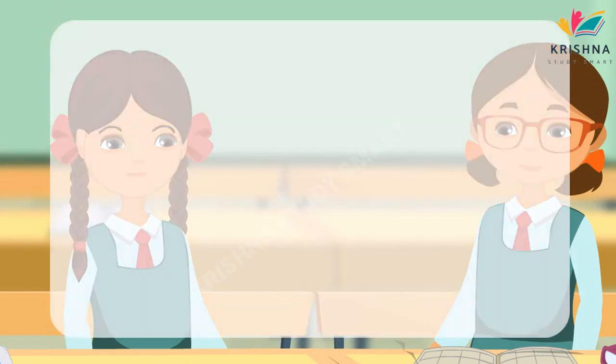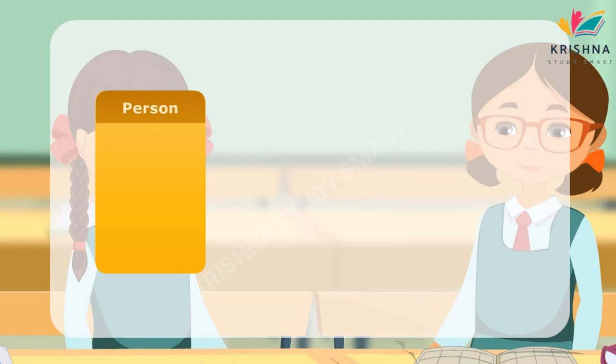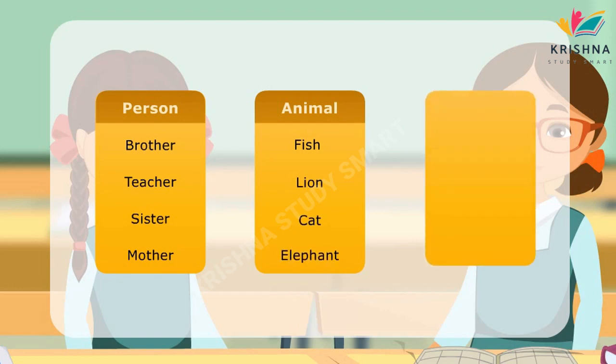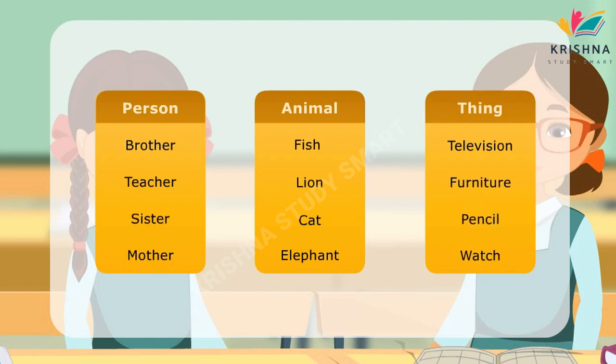Here is a list of some common nouns. Person: brother, teacher, sister, mother. Animal: fish, lion, cat, elephant. Thing: television, furniture, pencil, watch.